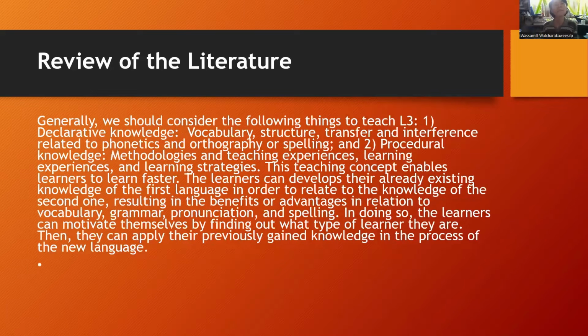Next, the review of the literature. Generally, we should consider the following things to teach language number 3, or the second foreign language, in the Thai context. First, we have to consider declarative knowledge, which consists of vocabulary, structure, transfer, and interference related to phonetics and orthography, or spelling. The second group is procedural knowledge, which consists of methodologies, teaching experiences, learning experiences, and learning strategies.